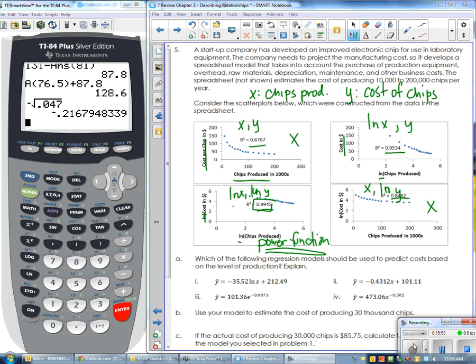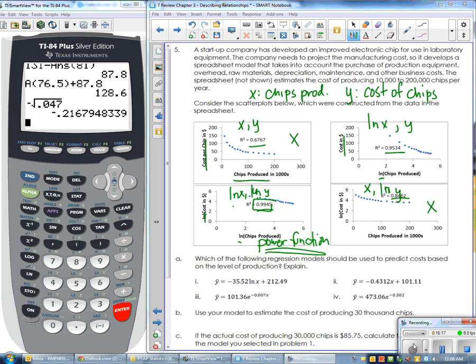Okay, so the most appropriate regression equation would be a power model. Question A says, which of the following regression models should be used to predict the cost based on the level of production? Since I already know a power function is going to best model the data, because when I look at the natural log of x versus the natural log of y, it linearizes the data, now I just have to pick the power function equation.